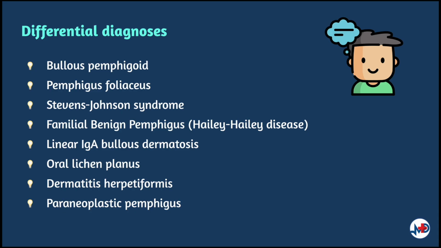Moving on to linear IgA bullous dermatosis, this clinically mimics bullous pemphigoid and thus pemphigus vulgaris. There is a predilection for the extensor surfaces with symmetric distribution, with lesions seen on the elbows, knees, and buttocks. Now let's look at oral lichen planus. This can resemble the erosions of pemphigus, but typically it also has a lichenoid appearance with a net-like reticulated pattern.